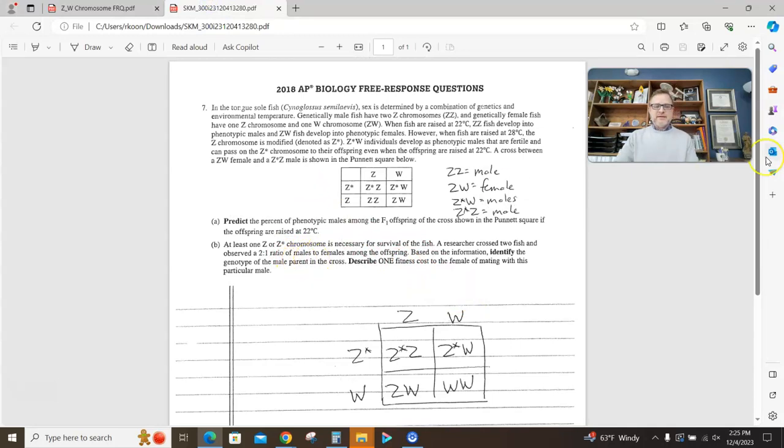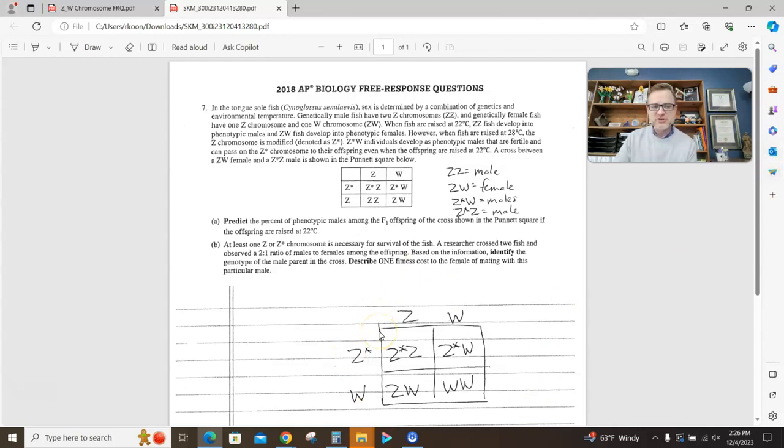Part B, at least 1 Z or Z star chromosome is necessary for survival of the fish. A researcher crossed 2 fish and observed a 2-to-1 ratio of males to females among the offspring. Based on the information, identify the genotype of the male parent in the cross and describe one fitness cost to the female of mating with this particular male. So I kind of worked backwards.